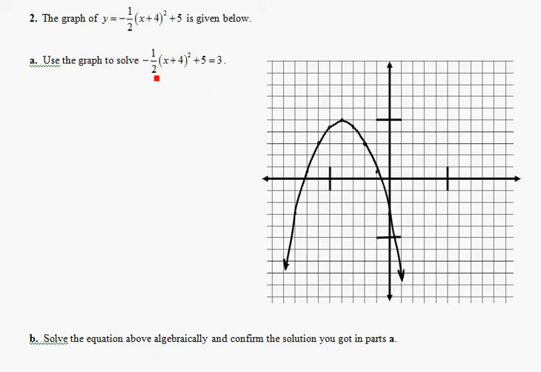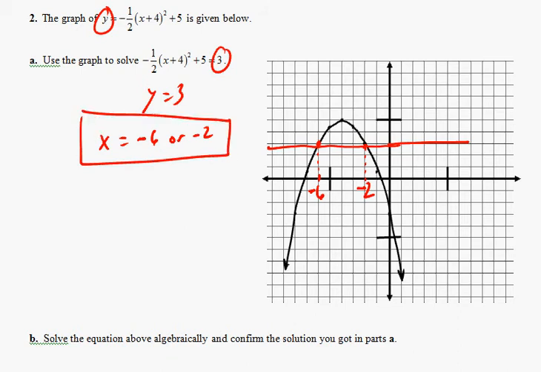So we're trying to solve the equation negative 1/2 times the quantity x plus 4 squared plus 5 equals 3. Notice that we're given the graph of y equals negative 1/2 times the quantity x plus 4 squared plus 5. So we want the y to equal 3. The graph of y equals 3 is this horizontal line, and the x values that correspond to those points are negative 6 and negative 2. So the solutions to this equation are x equals negative 6 or negative 2.